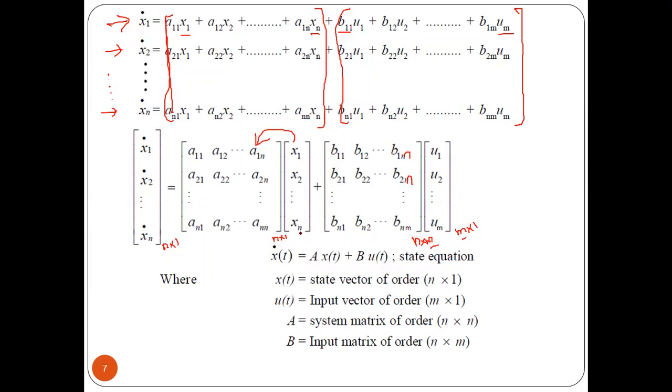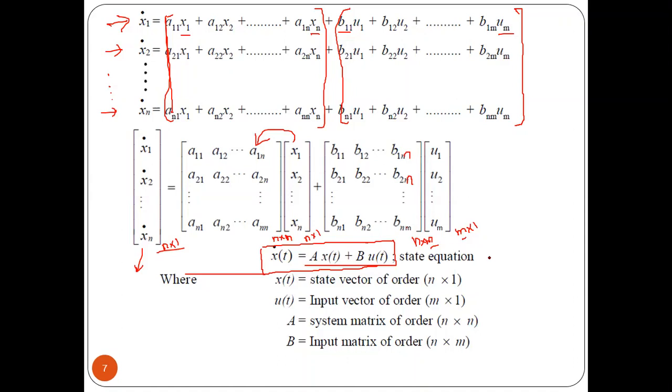So here also, this n by n into n by 1 will give finally n by 1 matrix. That is the state matrix. So this total equation is simply written as x dot of t is equal to A into x of t plus B into u of t, where x of t is the state vector and u of t is the input vector. A is this A coefficient matrix, B is this B coefficient matrix. So it's a simple way of representation of this big matrix equation.